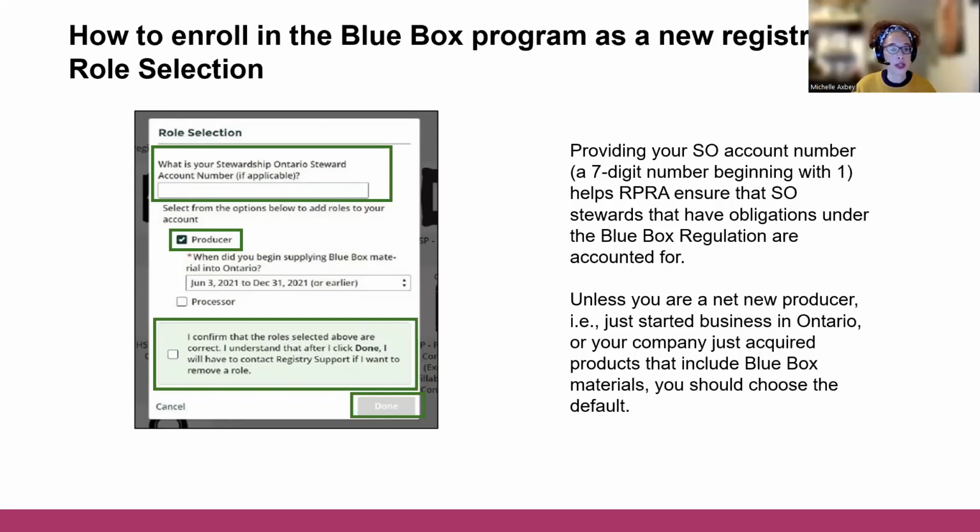And then the last thing you need to do is just to confirm that the roles selected above are correct. And if for some reason you did it wrong, like you chose processor instead of producer, reach out to us. We will need to change that in the back end. We will need IT support to make that change. So just reach out to us. You won't be able to fix it on your own. Next slide.